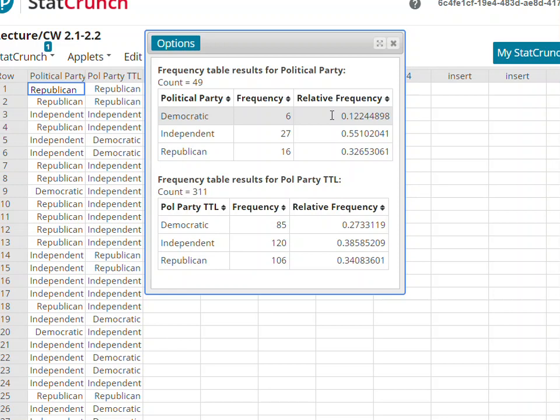So in the current semester, we might say that there were approximately 12% of the students who responded Democrat, 55% of the students responded Independent, and 33% of the students responded that they were Republican. Now I can compare percentages from this semester to my total semesters' worth of teaching, and I can see that in all semesters of asking this particular question, we had 27% of the students respond that they were Democratic versus 12% of the current students responding that they were Democratic.